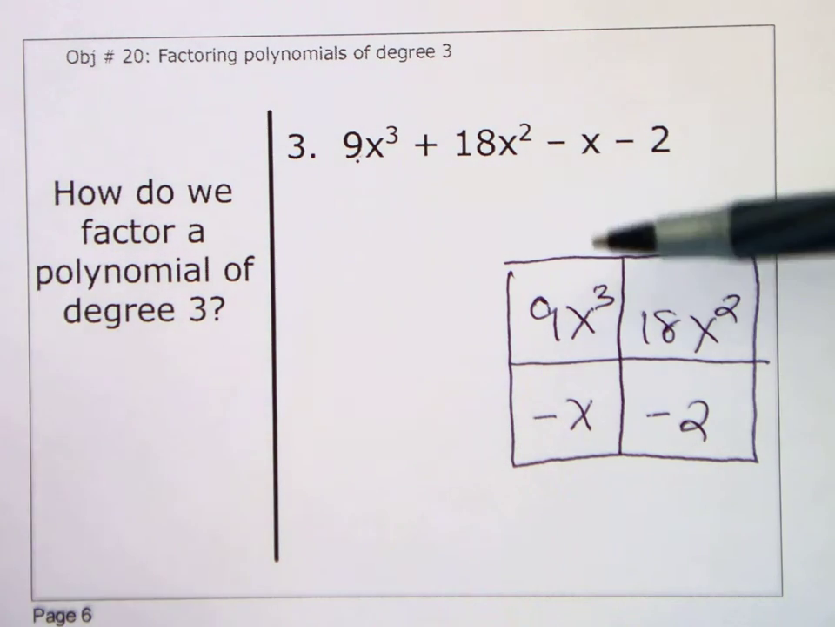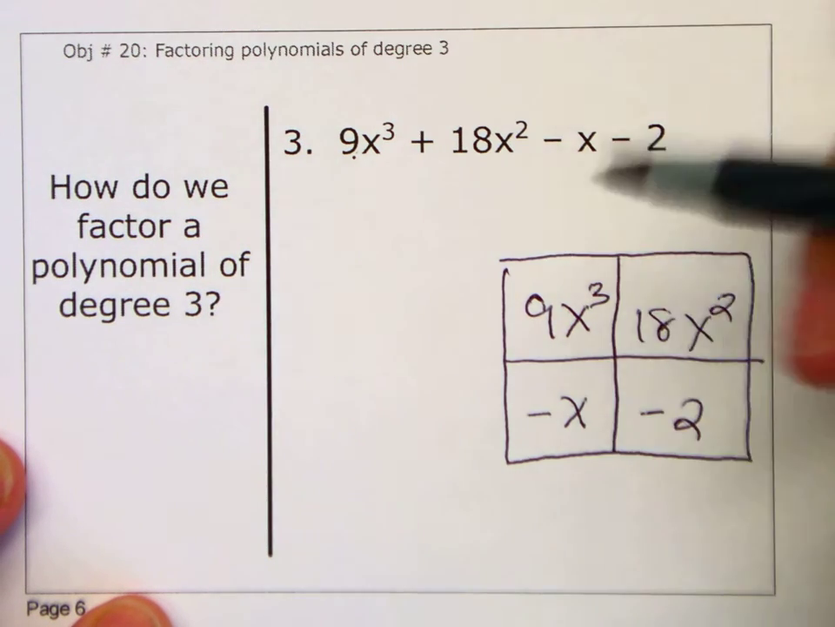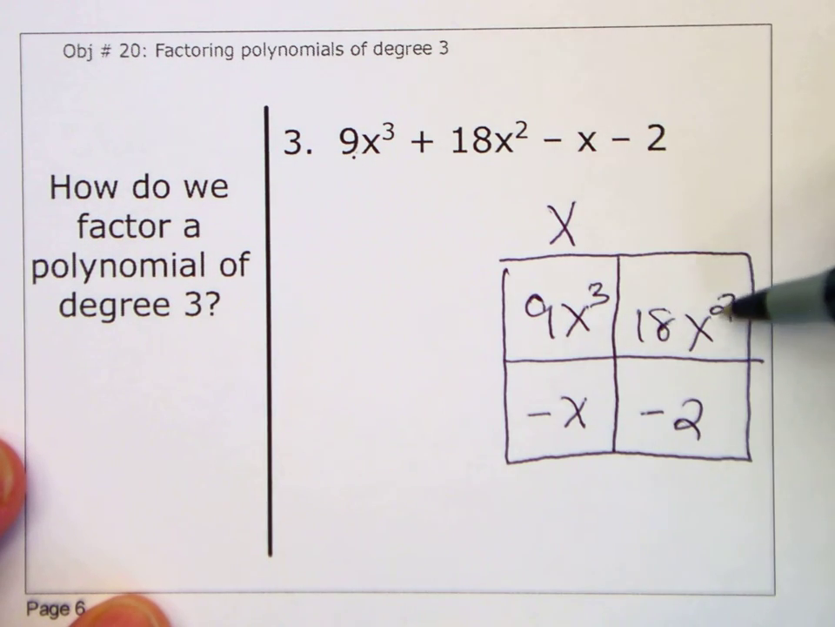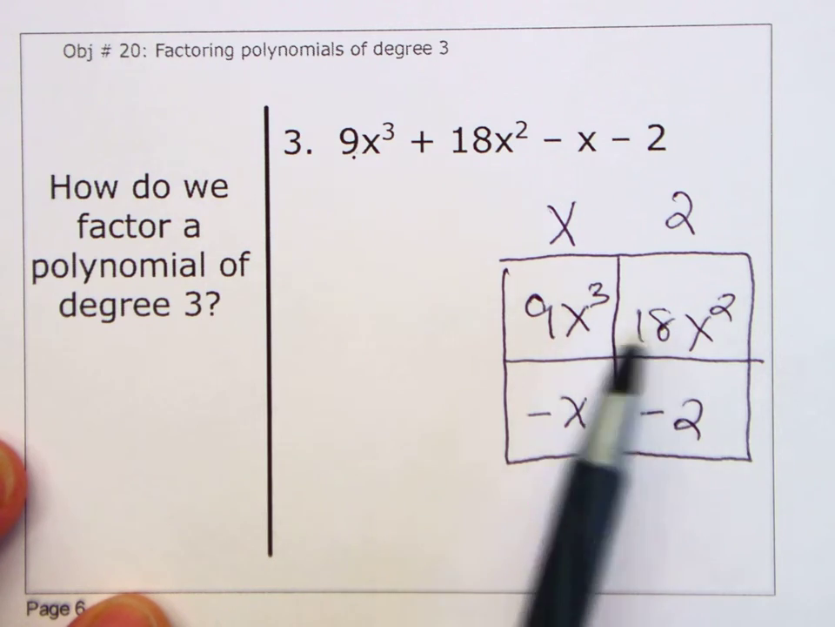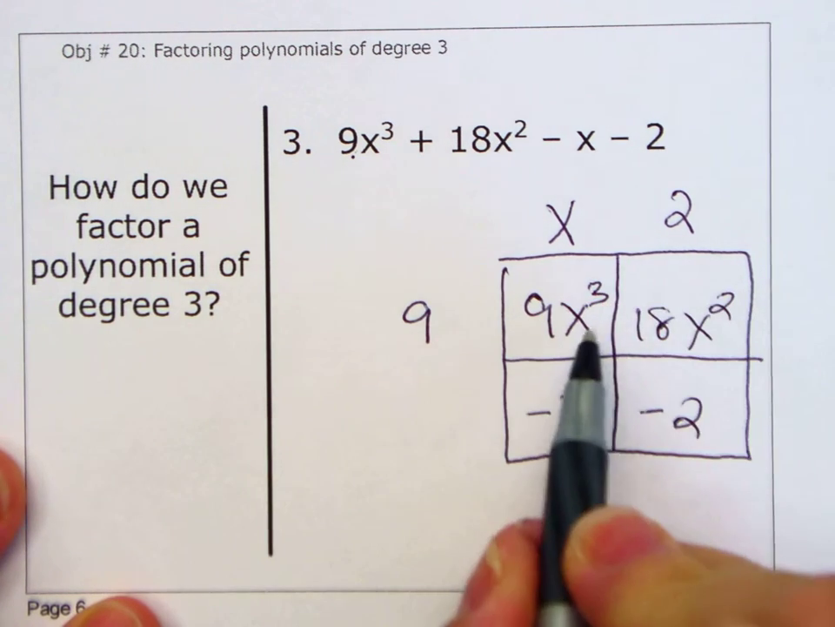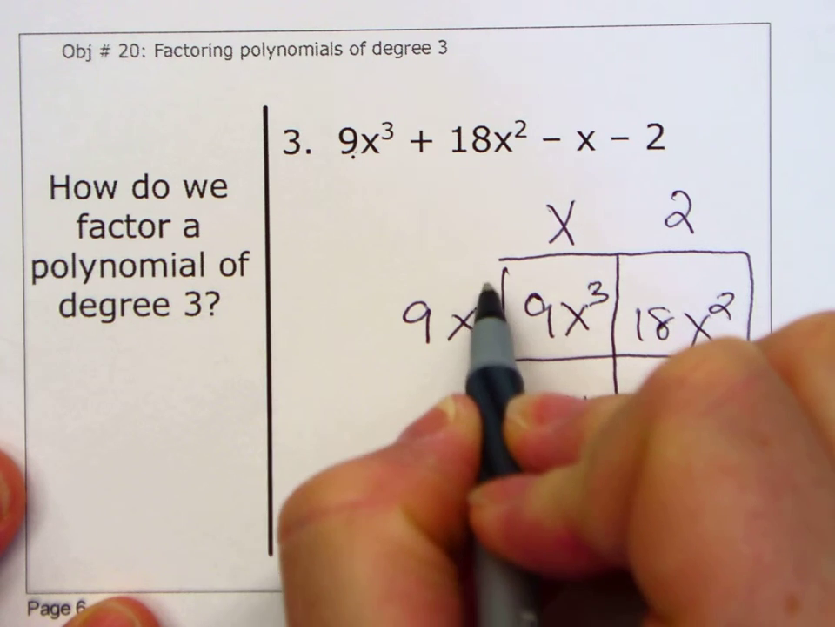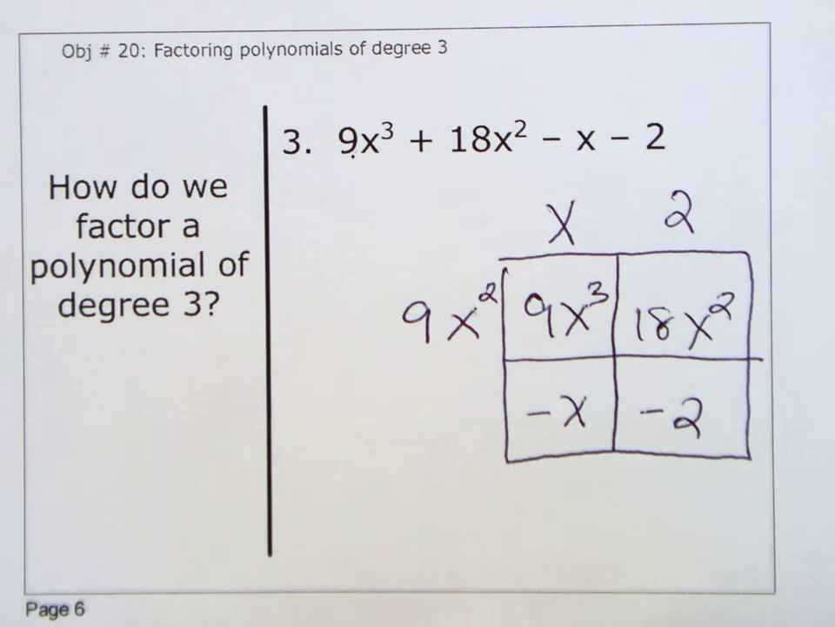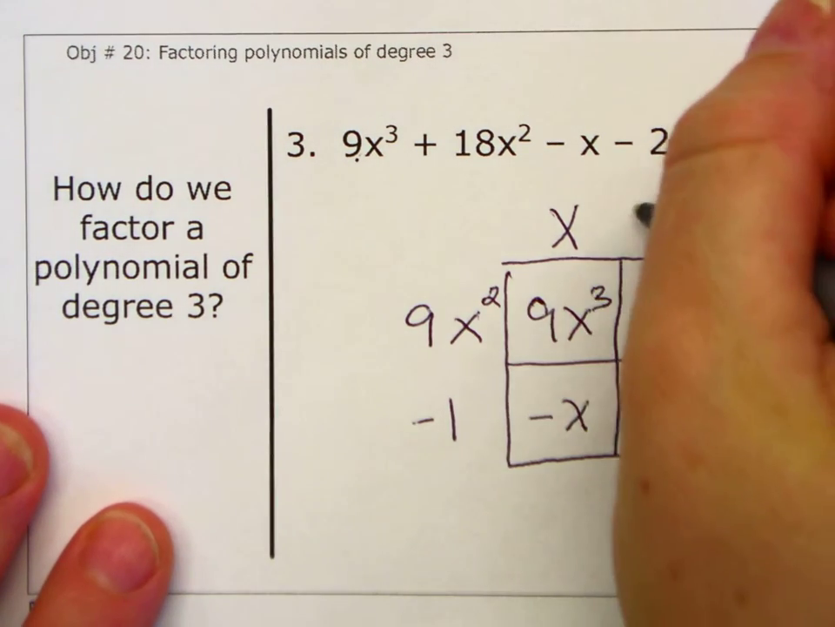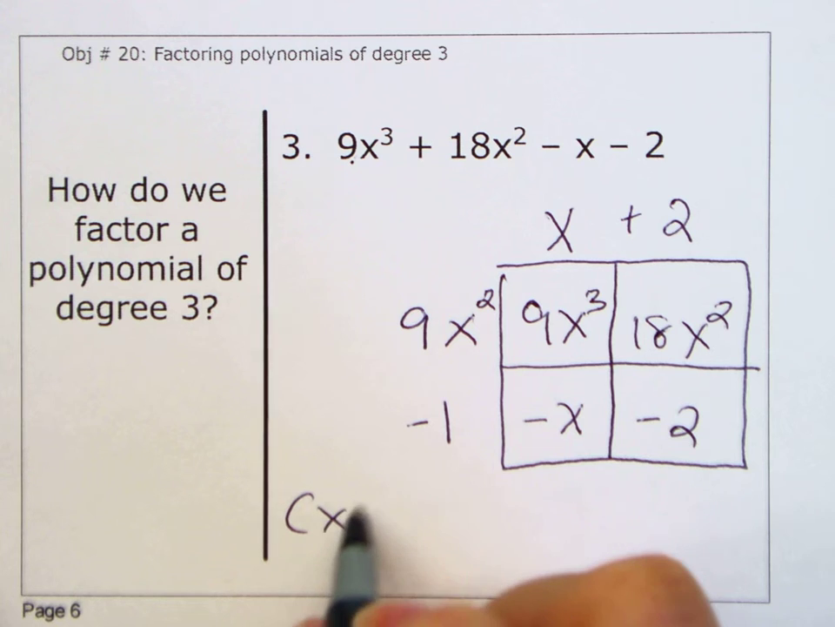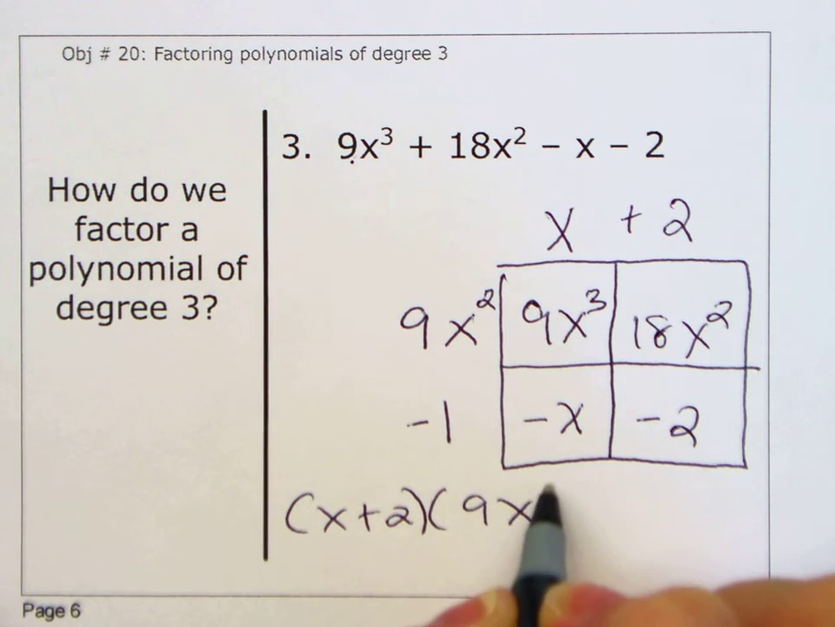GCF everywhere. What's the GCF of these two? X. 18x squared and negative 2 is 2. Left and right, 9x cubed and 18x squared. 9 and 18 is 9. X cubed and x squared is x squared. And then lastly, negative x and negative 2. What's the GCF of that? Nothing goes into x and 2, so it's a 1, but they're both negative. I'm going to put a plus there. So I get x plus 2, 9x squared minus 1.